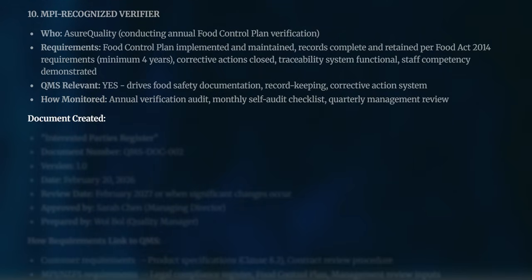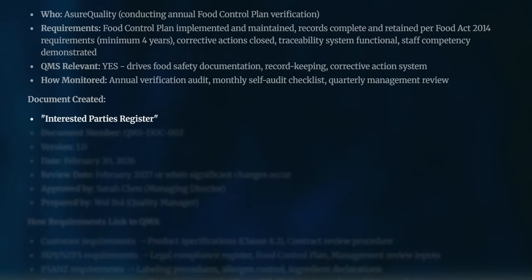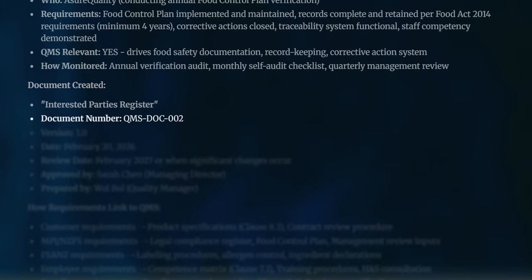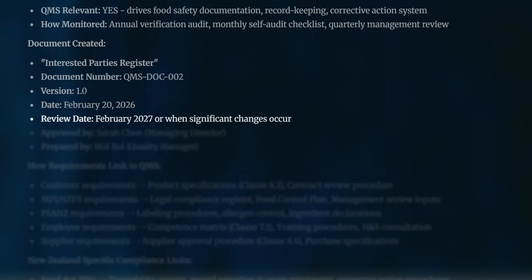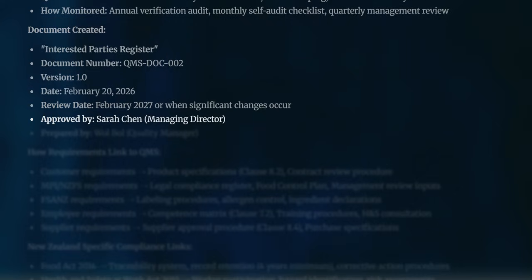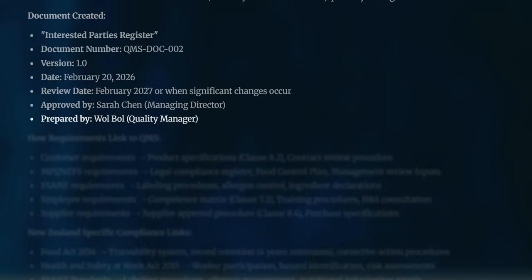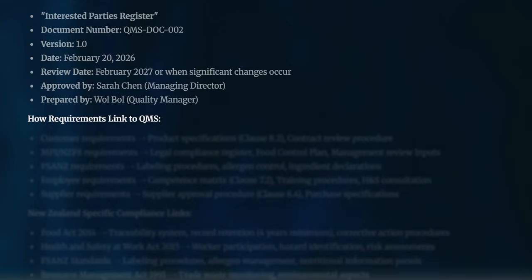So now with this analysis, the document created here, first you have the interested parties register, you have a document number, you have to number it. Our exemplar company numbered it QMS-DOC-002, version 1.0, dated February 20th, 2026. The review date is February 2027 or when significant change occurs, approved by Sarah Chan, the managing director, and prepared by Wal Ball, the quality manager. And how are the requirements linked to QMS again?